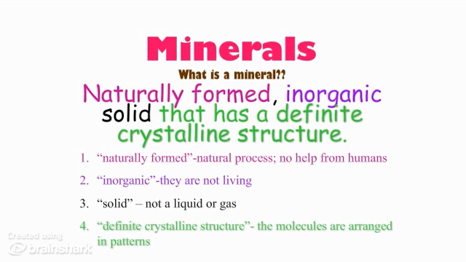Now, when elements come together, they can make up minerals. So what's a mineral? Here's the definition we're going to use. It's a naturally formed inorganic solid that has a definite crystalline structure. What I've done here is broken apart the definition into smaller phrases. When we understand what those phrases mean, we get a better picture of what a mineral is.